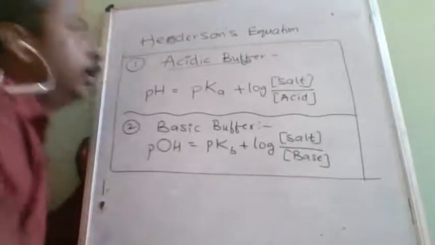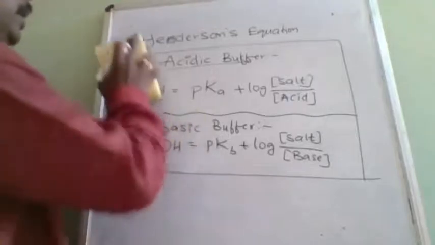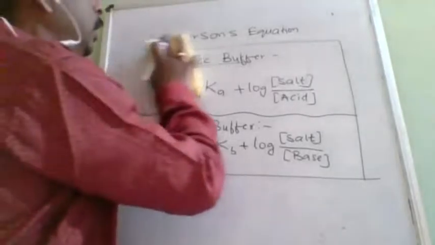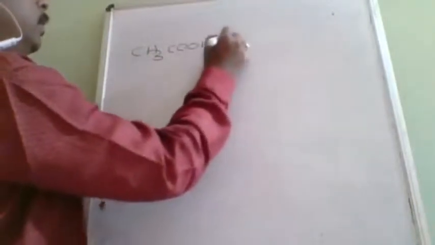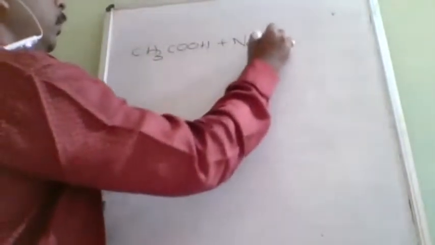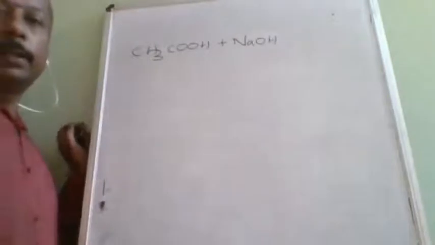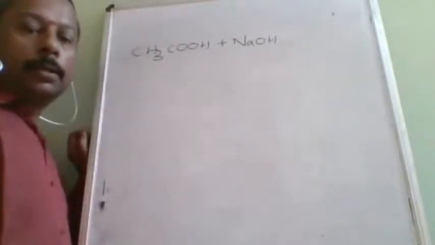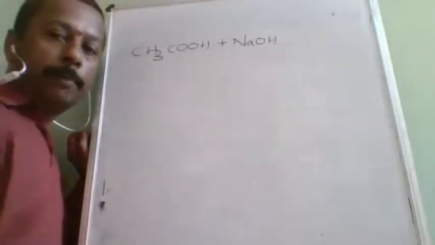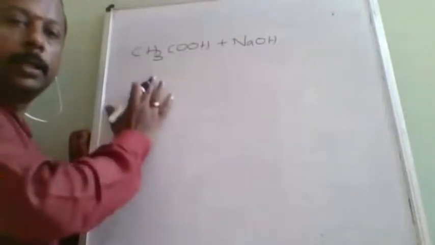Now, after the Henderson equation, how are buffers formed? Let us take an example: CH3COOH plus NaOH. Will it make a buffer or not? It may or may not. That purely depends upon the quantity.